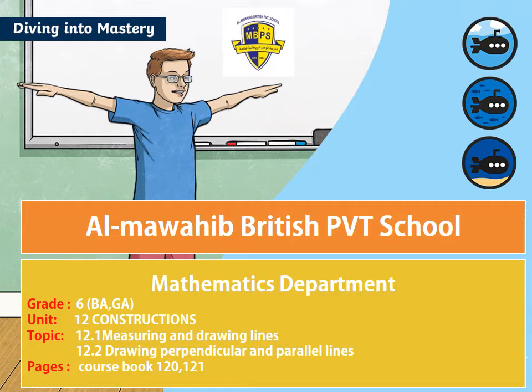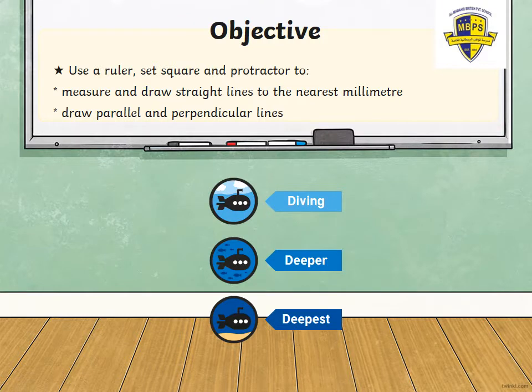Our topic today is 12.1, Measuring and Drawing Lines, and 12.2, Drawing Perpendicular and Parallel Lines. We will start from the course book, pages 120 and 121. By the end of this lesson, you will be able to use a ruler, set square, and protractor to measure and draw straight lines to the nearest millimeter, and draw parallel and perpendicular lines.